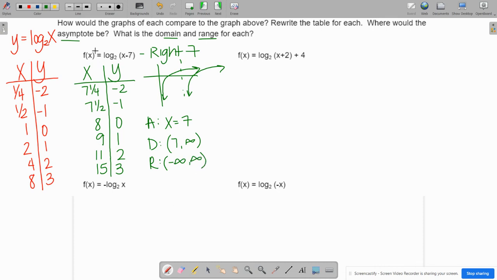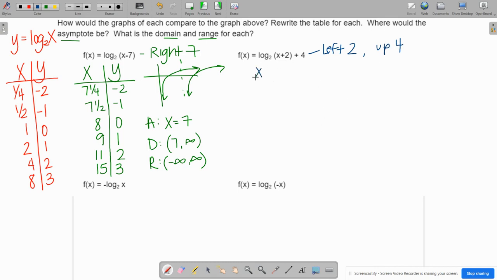So we don't necessarily have to graph it. We weren't asked to, but being able to compare it back to the original is a big part of this. So the next one, f of x equals log base 2 of (x plus 2), and then we have the plus 4 out here. This means that we're going to take the original function over here in the red, and move it left 2 and then up 4.